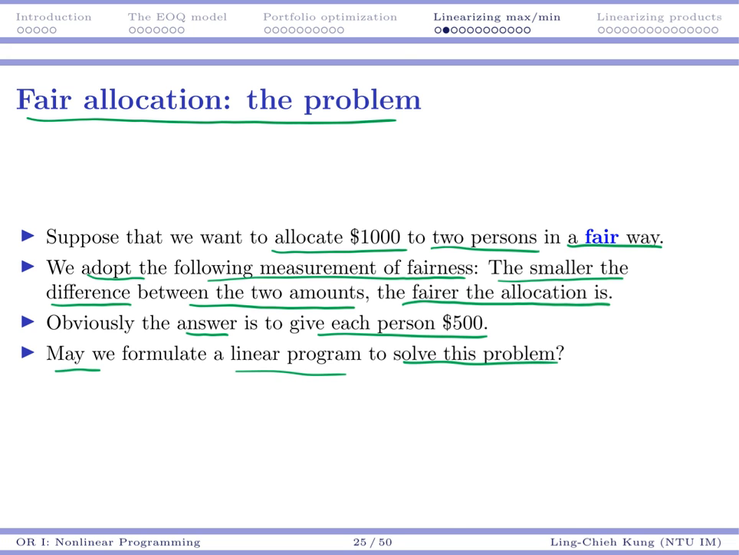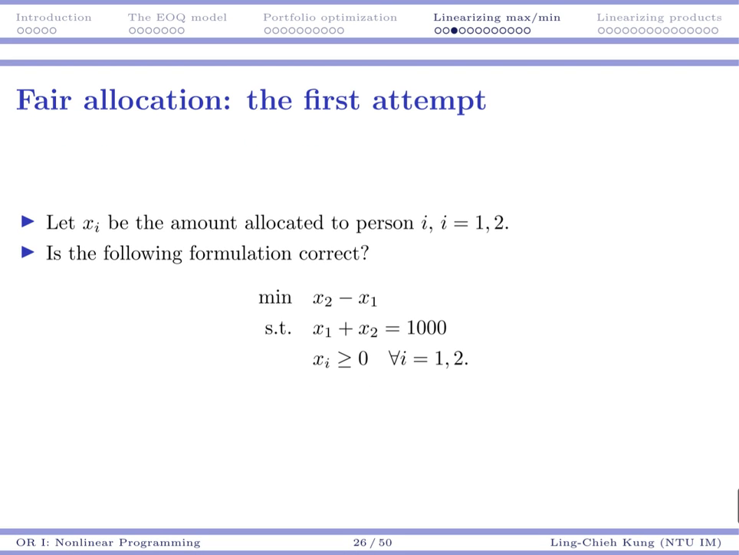So let's see what this is. Let's say we want to choose xi, and xi is the amount allocated to person i. So maybe I would formulate this program. When I do this, I want to minimize the difference, subject to the sum being 1000, and that's all I have. But then if I do this, obviously this formulation is not correct.